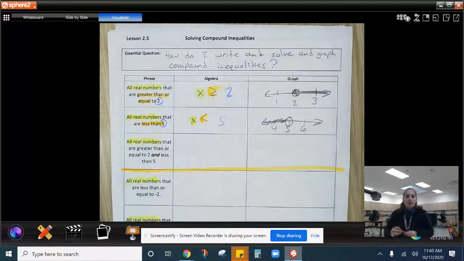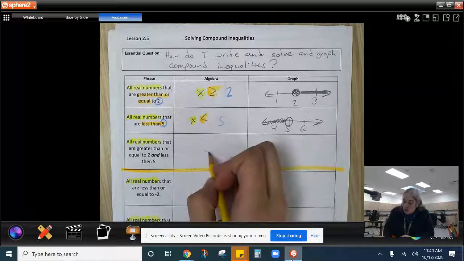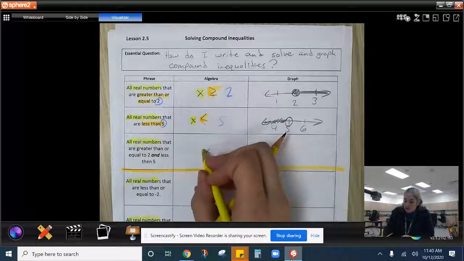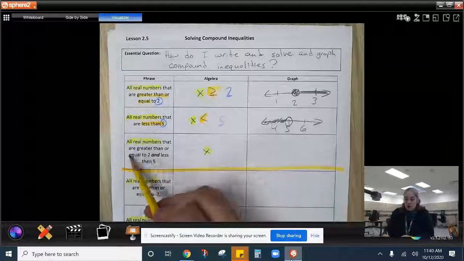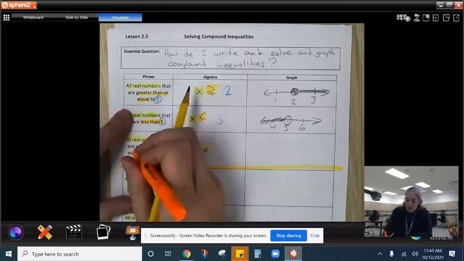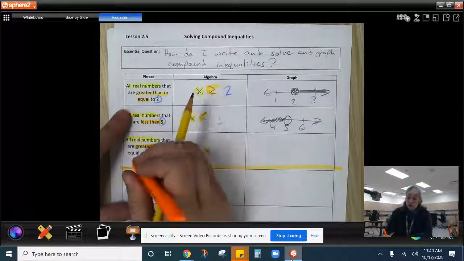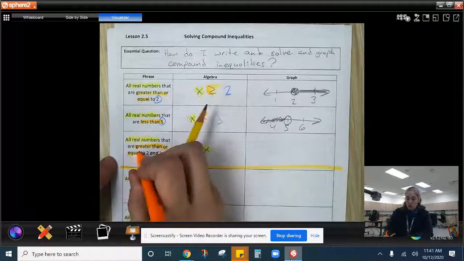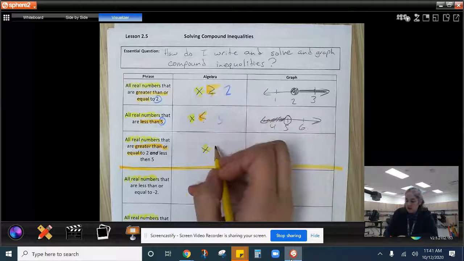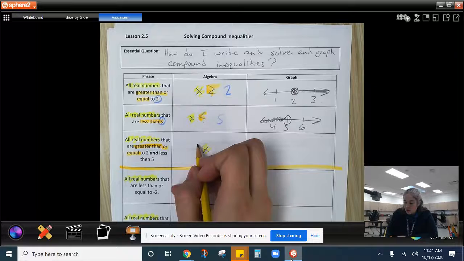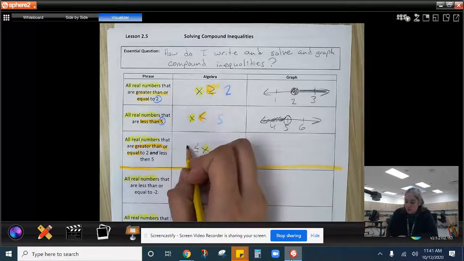So when we do a compound inequality, I'm doing both of those things. All right, I'm doing both those things. So let's start by writing down our variable, in this case, our x. Now we want all real numbers that are greater than or equal to 2. We know what that looks like. That looks like this, right? x is greater than or equal to 2.